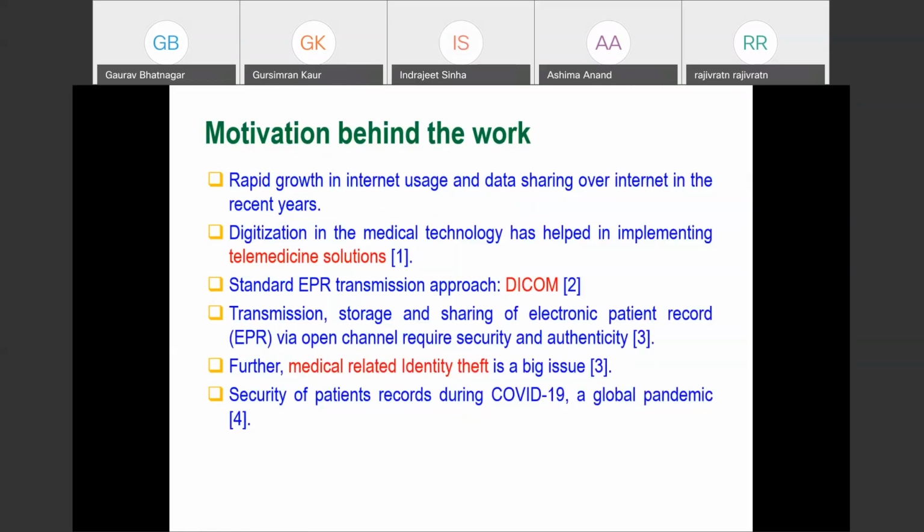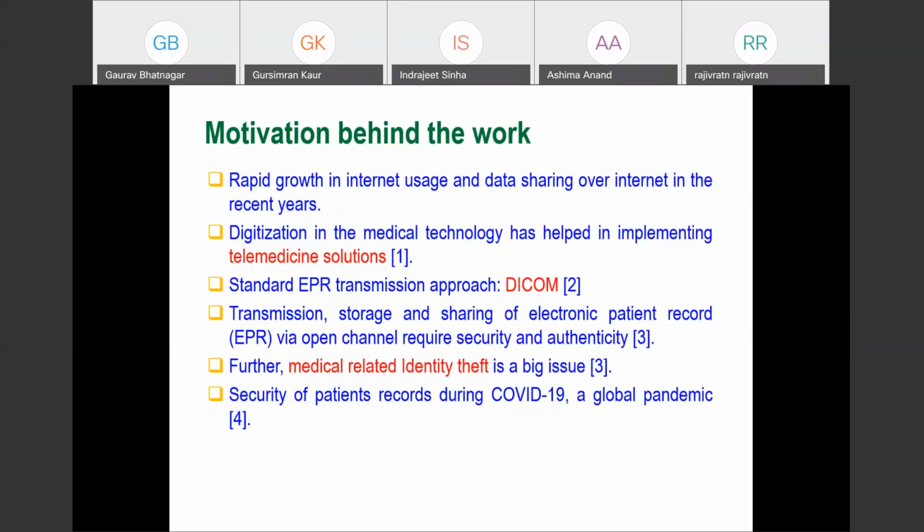DICOM, Digital Imaging and Communication in Medicine, is a standard used by various organizations to communicate medical data. It has a header attached with a file which contains significant information about the patient. Maintaining the privacy of these headers during transmission and storage is another big issue of concern. According to a survey conducted in 2017, medical-related identity theft was 27% of the total identity theft. This information affects the life of an individual to a very great extent.